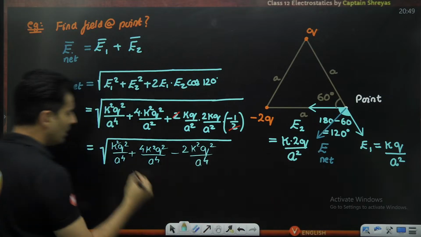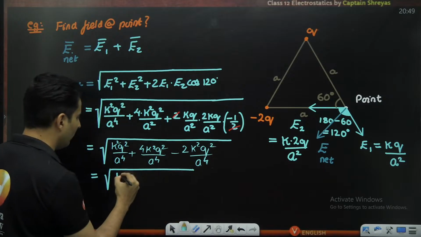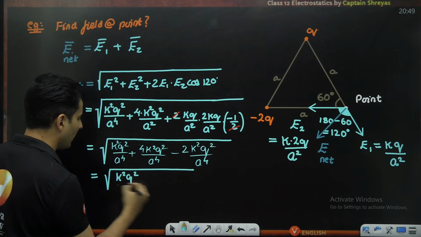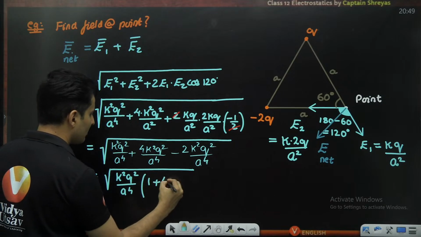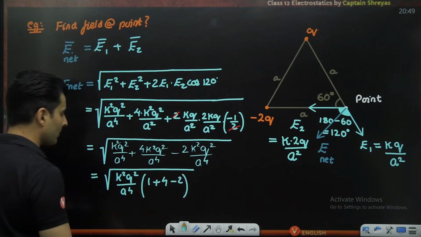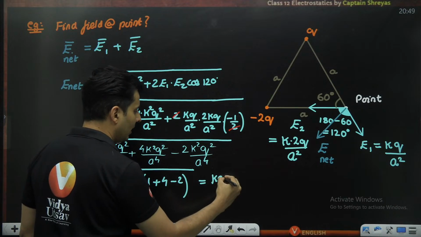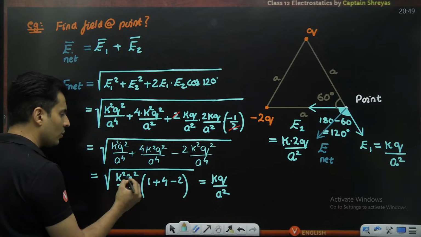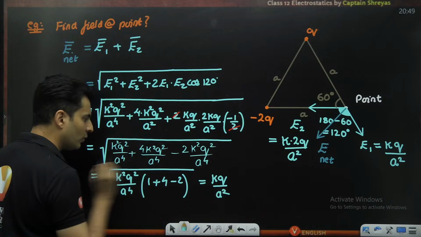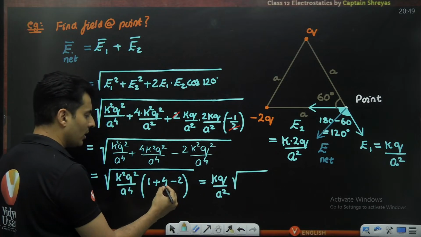Okay, sir. Now what? Can you see I can take k square q square by a raised to 4 common, and I'm left with 1 plus 4 minus 2 over here. This thing under the root, what will it be? It will be kq by a square. Root of k square is k, root of q square is q, root of a raised to 4 is a square. And what is left inside? 1 plus 4 is 5.